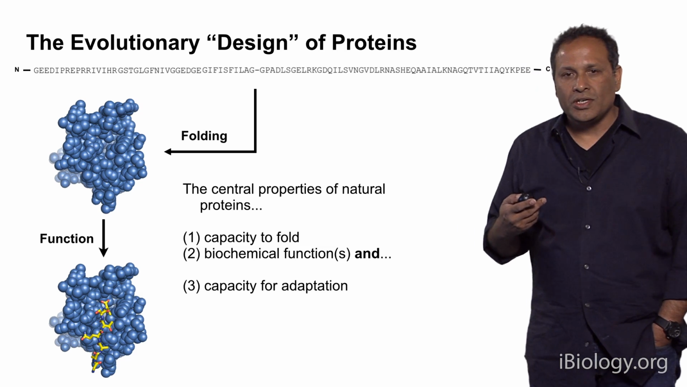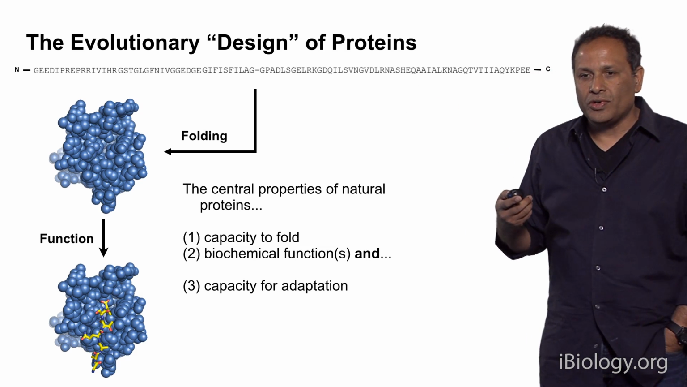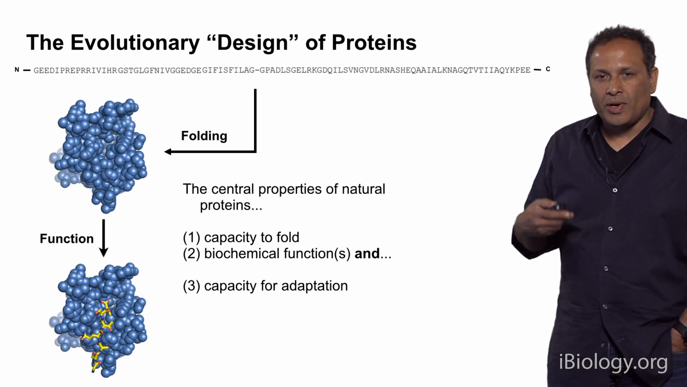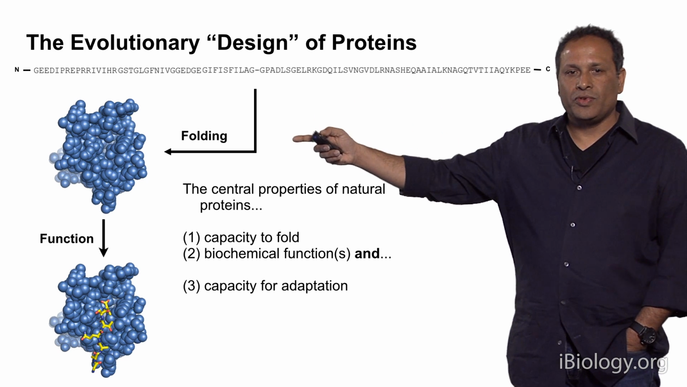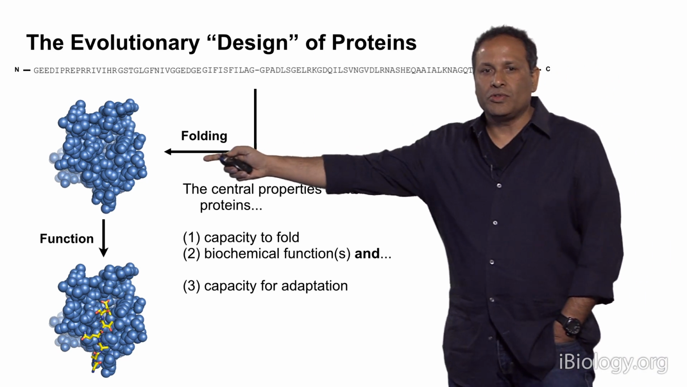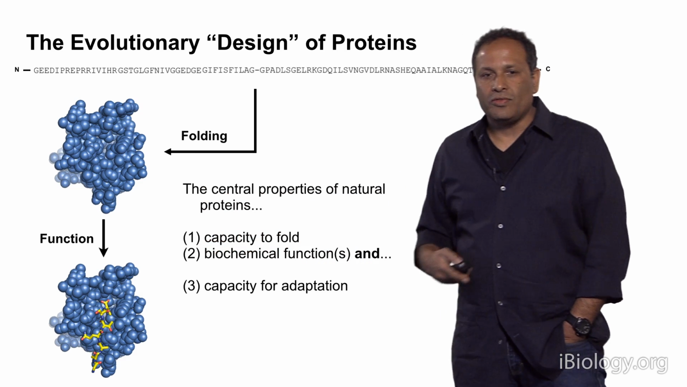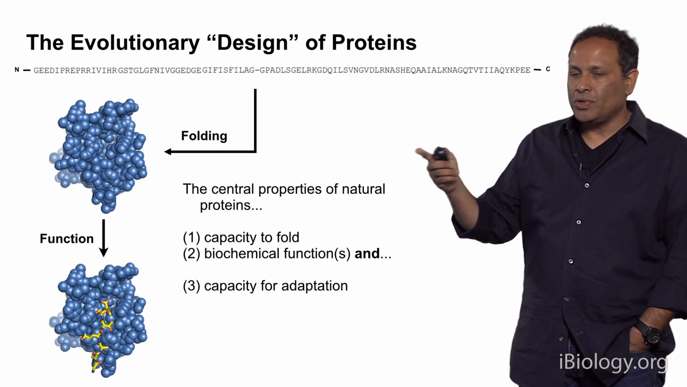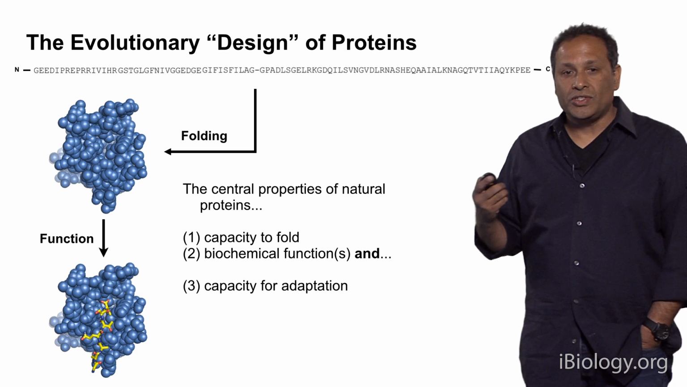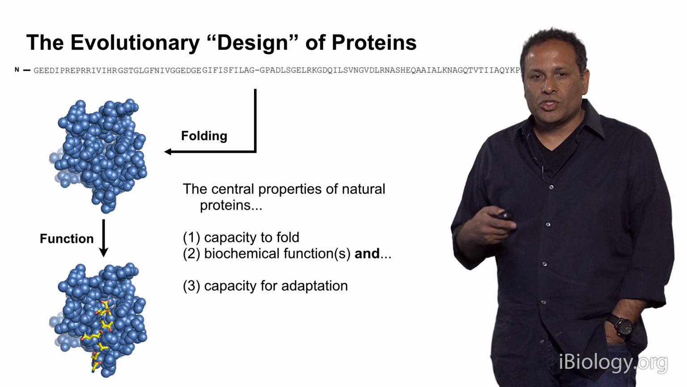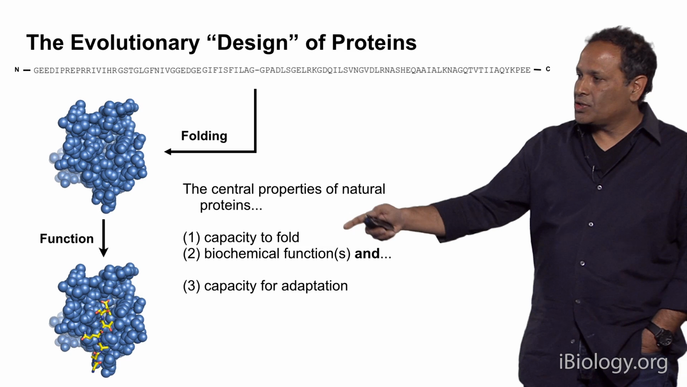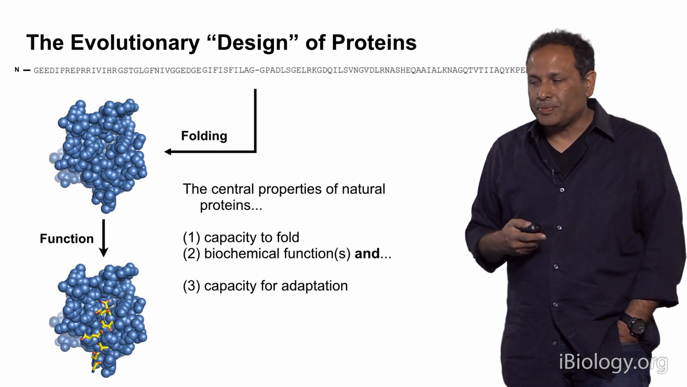But then since evolution is designing these sequences not for just the property of folding, but for biochemical functions, there's information written in the sequence not just to specify the folding problem, but the capacity of the folded state to carry out various biochemical activities. So for example, in the case of this little protein, the PDZ domain, the ability to recognize target ligands, small peptides, at a groove on the surface that we call the peptide binding pocket.